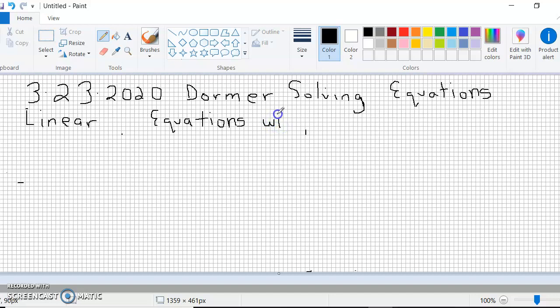With, nice and slow, variables on both sides of the equal sign.